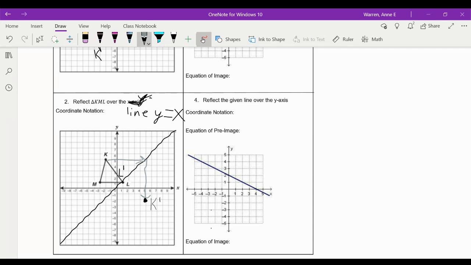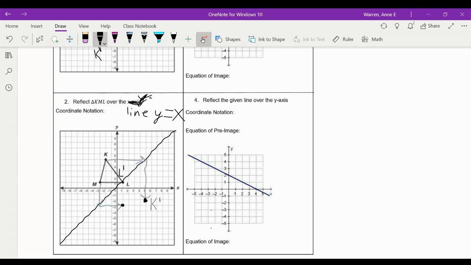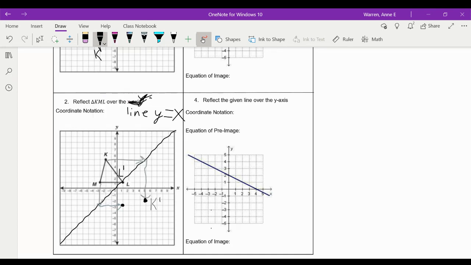And then I'm going to do the same exact thing with M. So M, it appears, has to go down 4 units to get to this line of reflection. So I'm going to go right 4 units to find where the image should be. And then I'll just plot a point right there. Okay. So from that point, I'm going to go ahead and connect the dots. I will label M prime. And we now have this reflection of KLM.